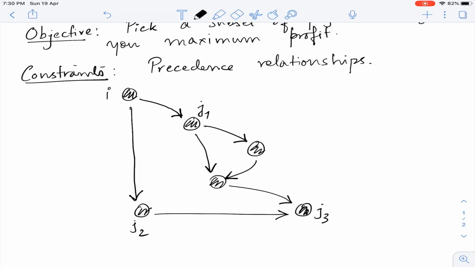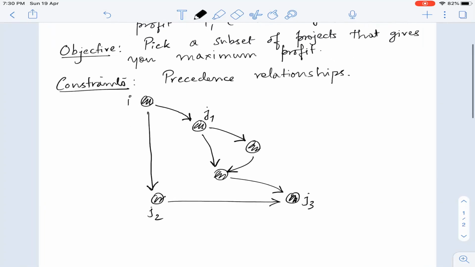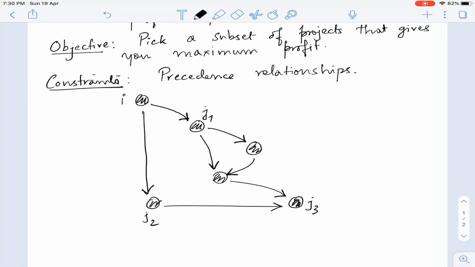Now I hope you are pretty much convinced that this problem is non-trivial. You cannot just pick all the projects which have positive value, because that might be an infeasible solution. You might have to include some of the projects which have negative values, just because there is some precedence relationship among the projects. I hope the definition of the problem is clear to you. In the next video, we will be talking about how to reduce this problem to finding the minimum cut in a certain graph.